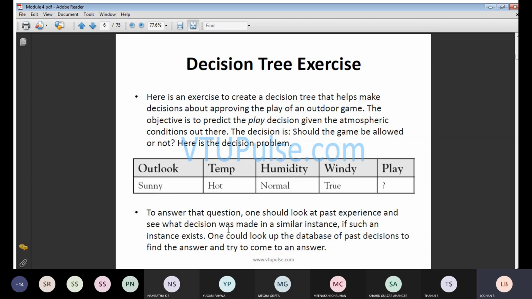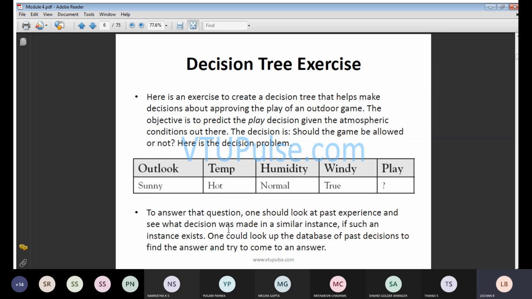Here is an example to create a decision tree that helps make a decision about approving the plan of an outdoor game. The objective is to predict the play decision given the atmospheric conditions. The main objective is to concentrate on the atmospheric condition: if it is a good atmospheric condition, the match will begin. If it is not a good atmospheric condition, the match will not happen. The decision will be made based on the atmospheric condition, so should the game be allowed or not, the question mark they have given.